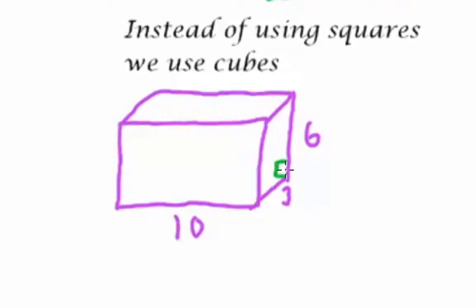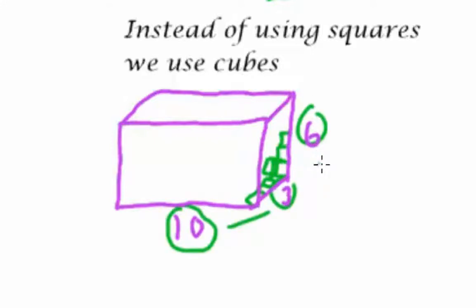So I imagine I have a box, a rectangular prism with lengths 10, 3, and 6, and I think about how many little cubes will fit inside. Now I know I can fit 6 cubes up, 3 cubes one way, and then 10 cubes another way. So how many cubes can I get to fit inside of this box with those particular measurements?